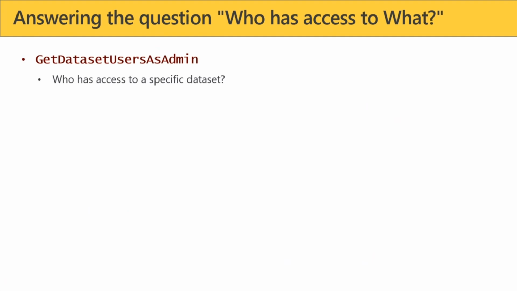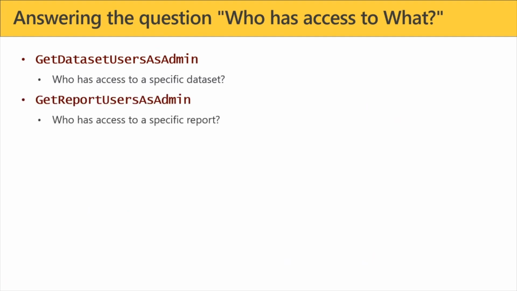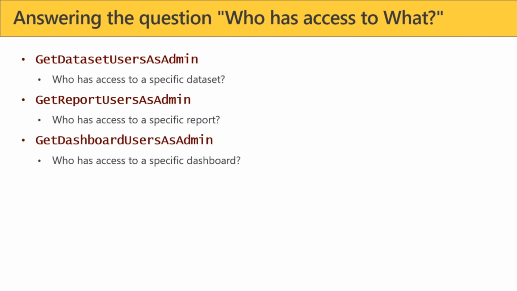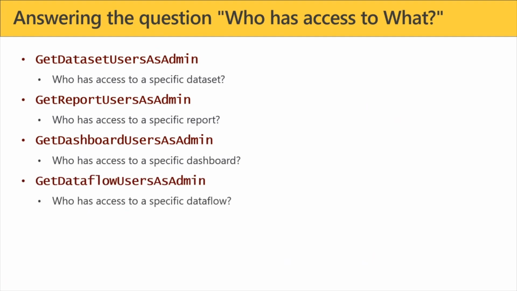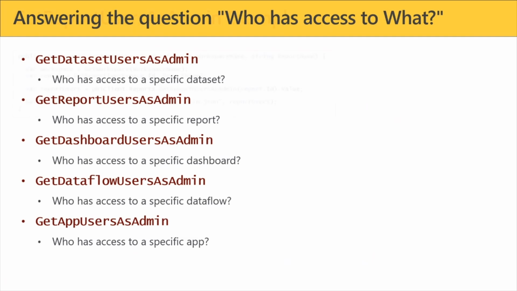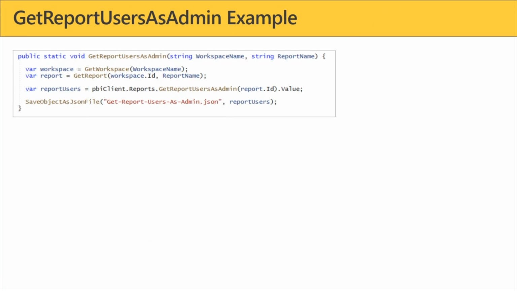Maybe business users won't articulate it so elegantly, but I can walk up to a data set and call get dataset users as admin, and it will give me back all the users that have access to that data set. Same thing with reports, get report users as admin, and as you might imagine, get dashboard users as admin, or get data flow users as admin. And all four of these will work pretty similarly from a programming standpoint. So let's take a look at one of them, which is going to be the get report users as admin.